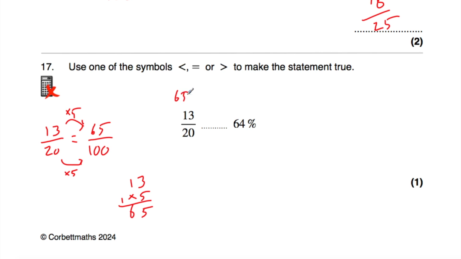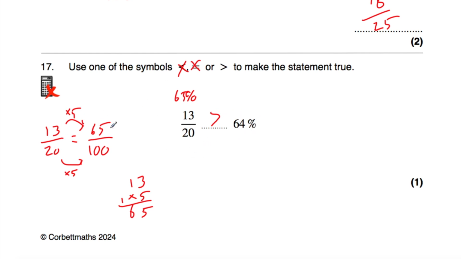So this is 65%. We now need to decide if 65% is going to be less than, equal to, or bigger than 64%. Well, it's not equal to, it's not going to be less than, it's going to be bigger than. 65% is bigger than 64%, or 13/20 is bigger than 64%, and that's it.